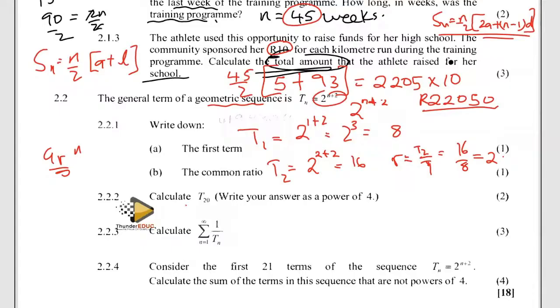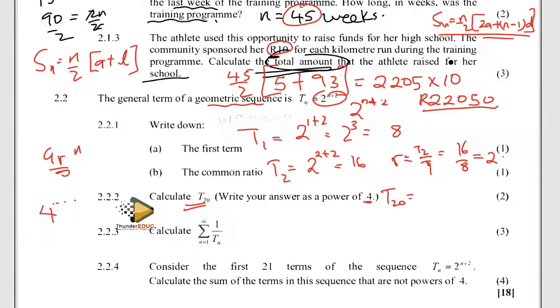Then they want us to calculate the 20th term as a power of 4. So what is a power of 4? Meaning that the base must be 4 with a certain exponent that we need. So let's substitute n with 20.